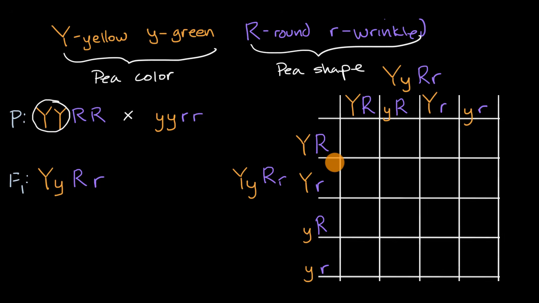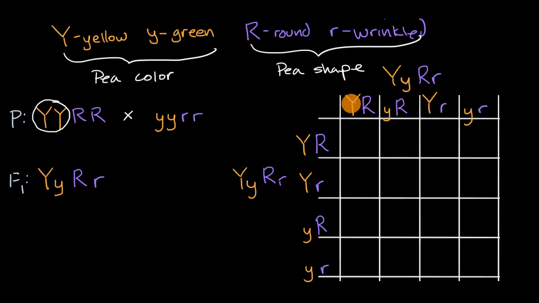When the two gametes from these two parents merge, we can then look at what the genotype of the offspring is going to be, really the genotype of the F2 generation, because we're crossing two members of the F1 generation. So I encourage you to pause this video and fill in this grid. See if you can figure out the different genotypes that will result. All right, now let's do this together.